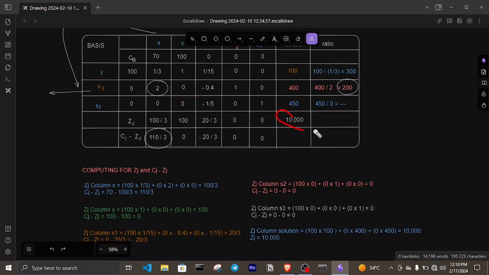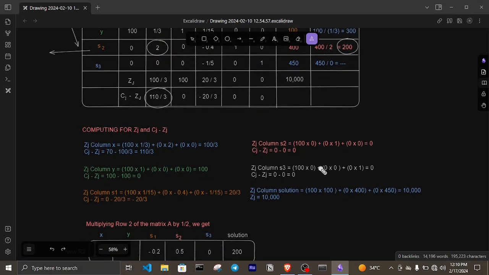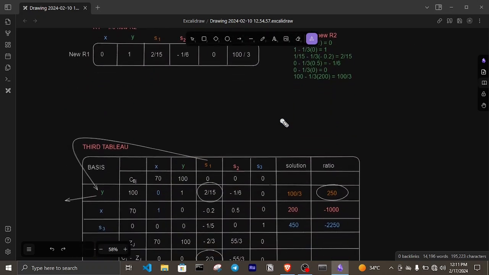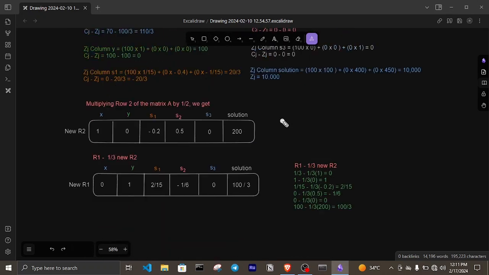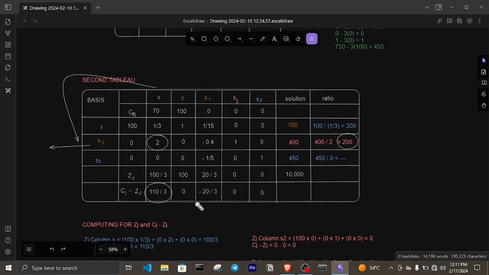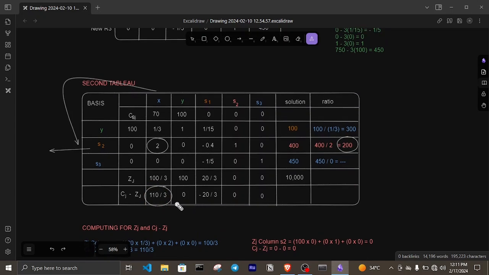Now, remember that our main goal for the Simplex method is to ensure that all the values on the net evaluation row are either negative or 0. But in this case, that is not so. Over here, we have the value 110 divided by 3, which is not a negative value or equal to 0. So, how do we handle that? We are going to pick that value and its column. So that becomes our key column, right?